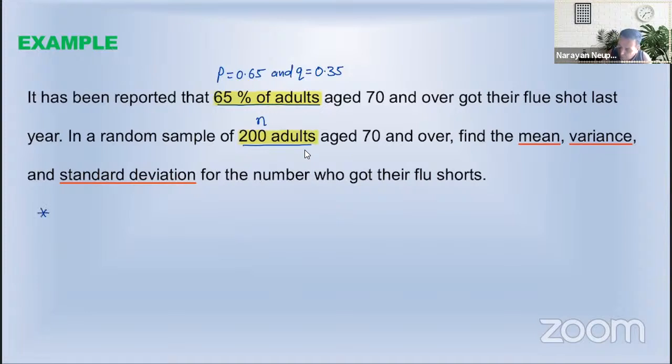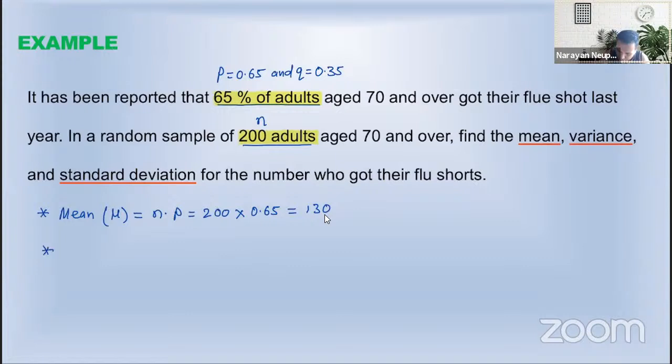So the first one, we want to find the mean. And you know that mean is n times p. Quite simple there, n times p. N is 200, multiplied by p, which is 0.65. If you multiply that, 200 times 0.65 is 130. So out of 200, on average, we can say that 130 of them are vaccinated against flu. That is the mean number of people who got their flu shot. N times p, 130.